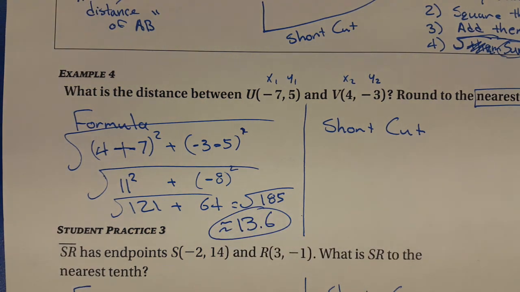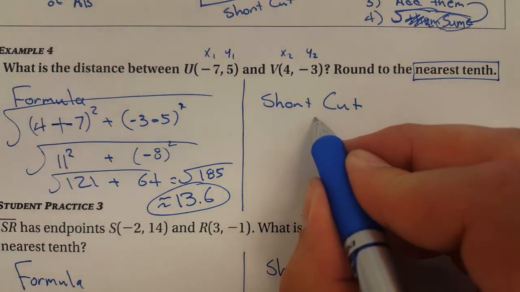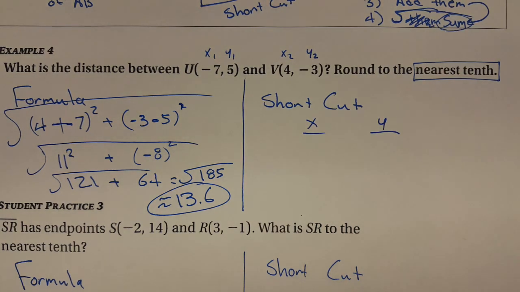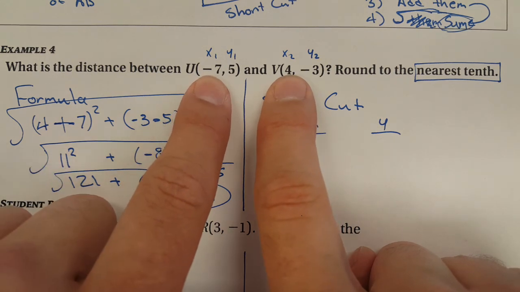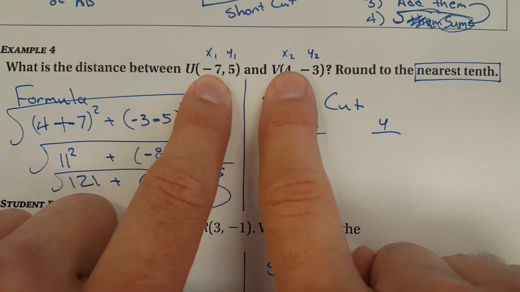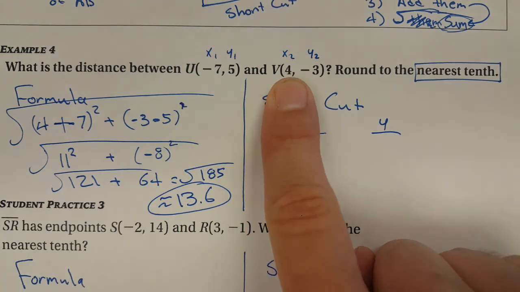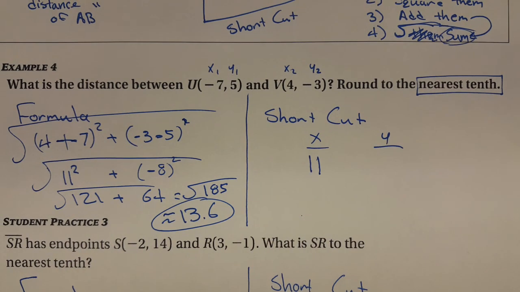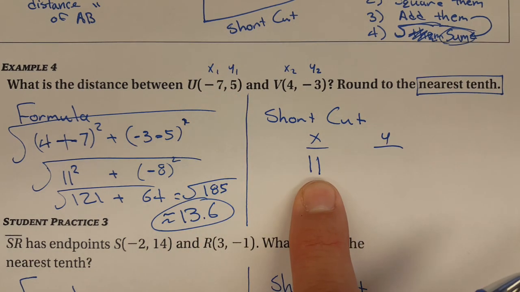All right. Here's a shortcut. Ready? Here we go. So I like to organize it a little bit. Just do an X, just do a Y. Okay. X distance and Y distance, here we go. So I ask myself, on a number line, how far apart are the X coordinate points? How far is a negative 7 from a 4? This is 4 away from 0, and this is 7 away from 0. Together, those distances would make a distance of 11.